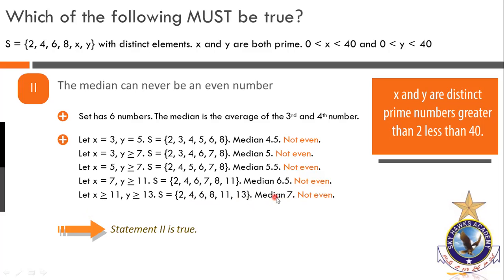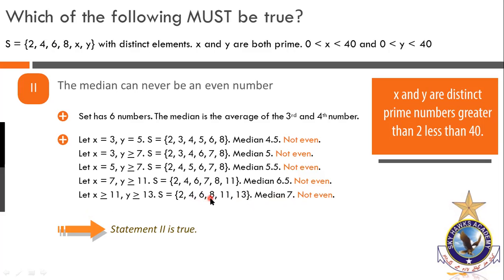Why? Because it doesn't matter, after this, the order of the set, ascending order. So this will remain the same. 6 and 8 will be the middle two. Am I right? So we will get every time the median is 7.